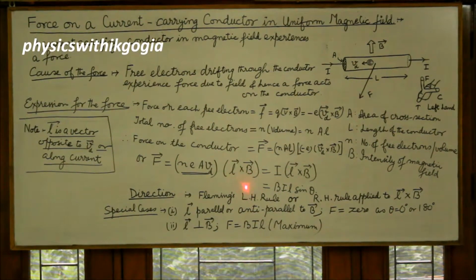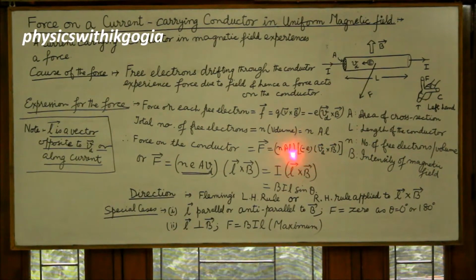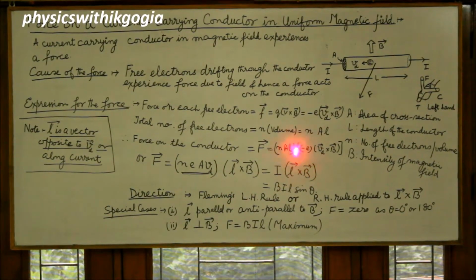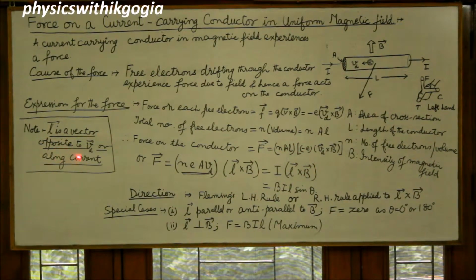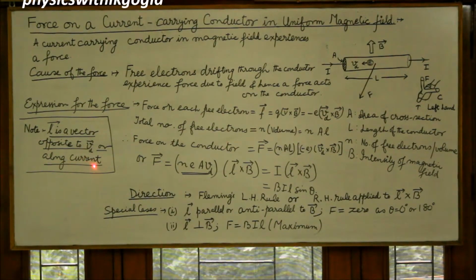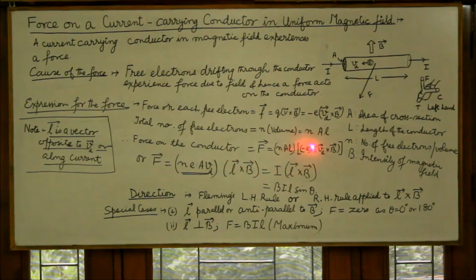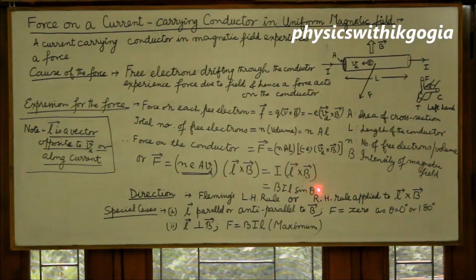Here we have made a change. We have taken Vd, the drift velocity, as scalar, and L a vector, and we have removed this negative sign because L is a vector opposite to drift velocity or along the direction of current. Since the direction of L is opposite to Vd, we can drop this negative sign. Then you know that n e A Vd is current I, therefore the final expression for the force is I L cross B, or the magnitude of the force is given by BIL sin theta.